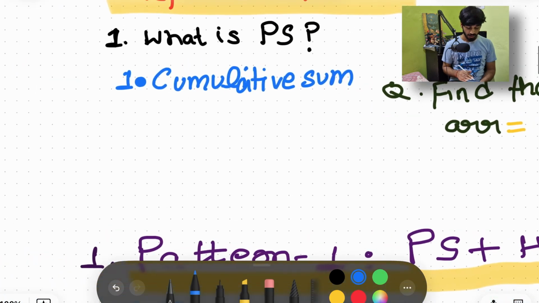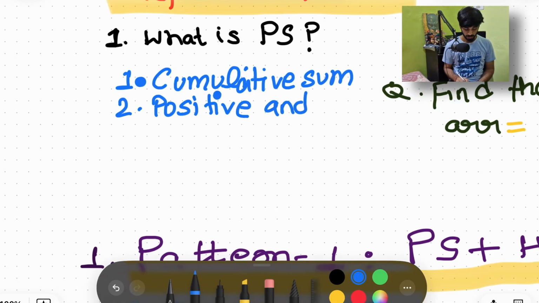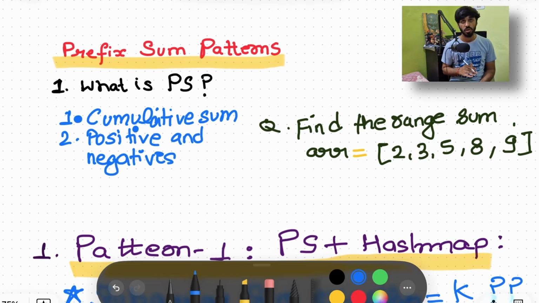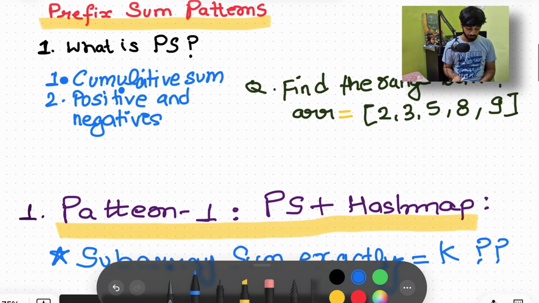Secondly, it is valid for both positive and negative numbers. There is no restriction on whether the numbers in the array are positive or negative. I am telling this because sliding window has a restriction that the numbers should always be positive for applying it. Apart from that, this is particularly the prefix sum.